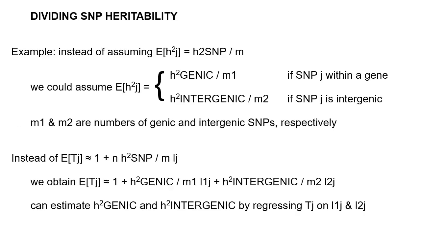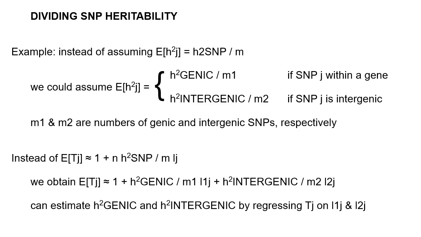So one extension allows us to divide SNP heritability across the genome. So the top is the basic heritability model, which has one unknown. We will now slightly generalise this to have two unknowns. We will divide the total SNP heritability into H squared genic and H squared intergenic. That's the contribution from genic SNPs and the contribution from intergenic SNPs. And let's suppose there's M1 and M2 of each of these.